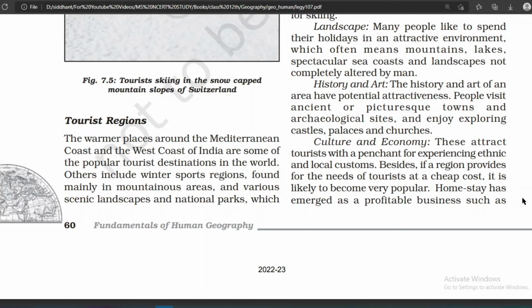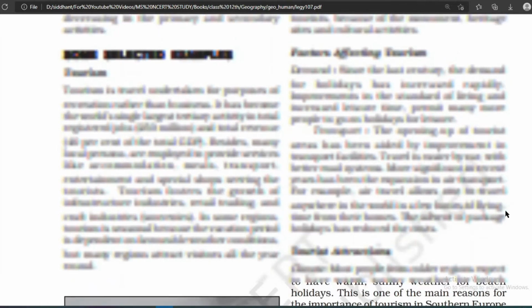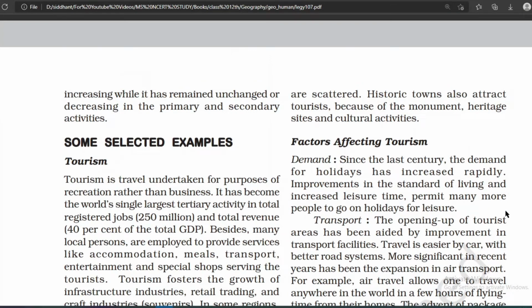Tourist regions: the warmer places around the Mediterranean coast and the west coast of India are some of the popular tourist destinations in the world. Others include winter sport regions found mainly in mountain areas and various scenic landscapes and national parks which are scattered. Historic towns also attract tourists because of monuments, heritage sites and cultural activities.